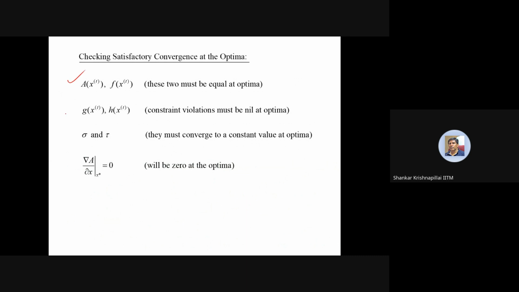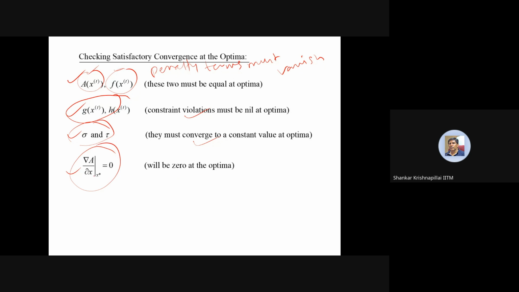So these are all checks for convergence. Okay, so at convergence, A of x must be equal to f of x. So the penalty terms must vanish. Then the constraint violations must be nil. Then sigma and tau must converge to a constant value. Then the derivatives, partial A by partial x and all, should be equal to 0. So we can stop here.